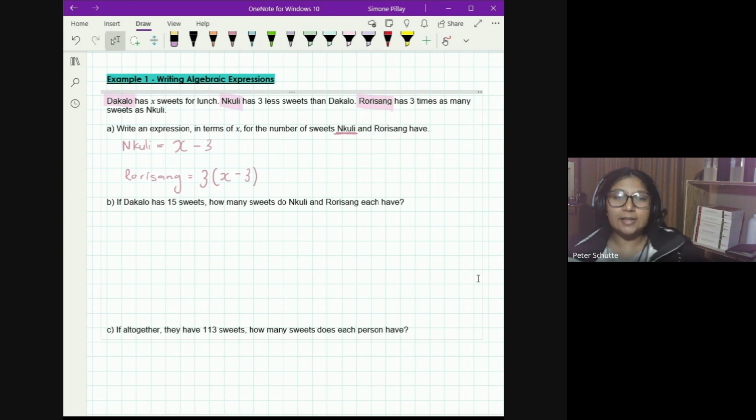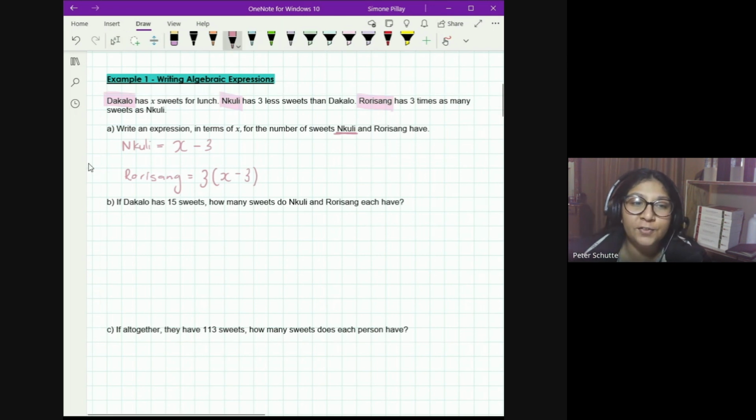Moving on, it then says the Carlo has 15 sweets. Okay, how many sweets do Nkuli and Rory-san each have? Would you guys be able to tell me that? Anybody? Anybody want to tell me how I would do it?